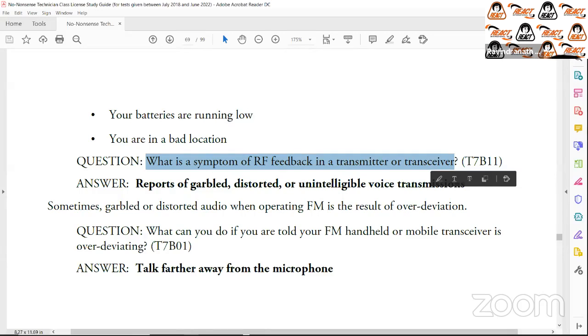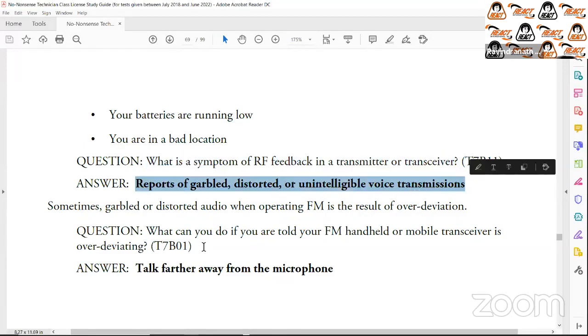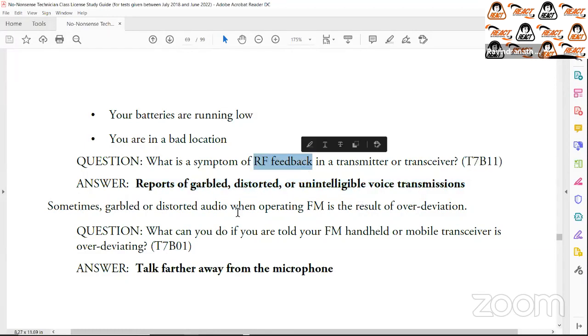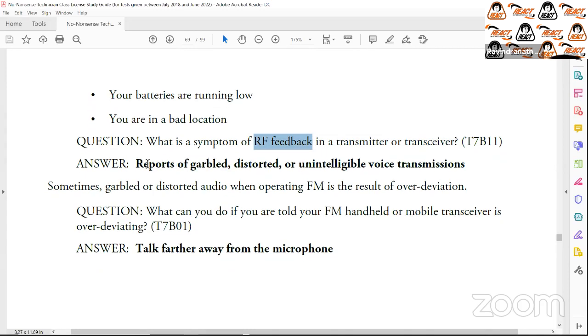What is a symptom of radio frequency, or RF, feedback in a transmitter or transceiver? What is a symptom if you have RF feedback? People will report to you that you have garbled, distorted, or unintelligible voice. That is how you will know you probably have RF feedback in your transmitter. Others will tell you about it.